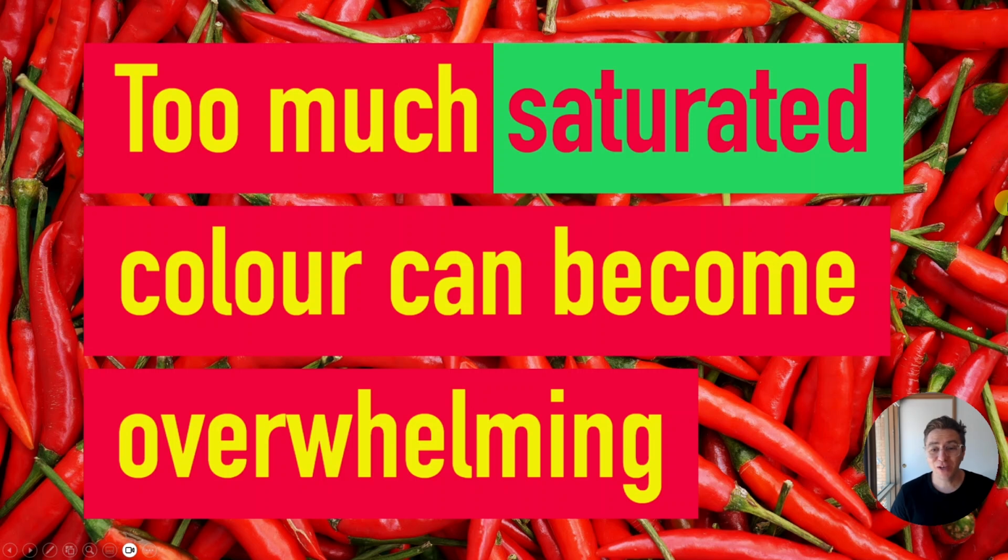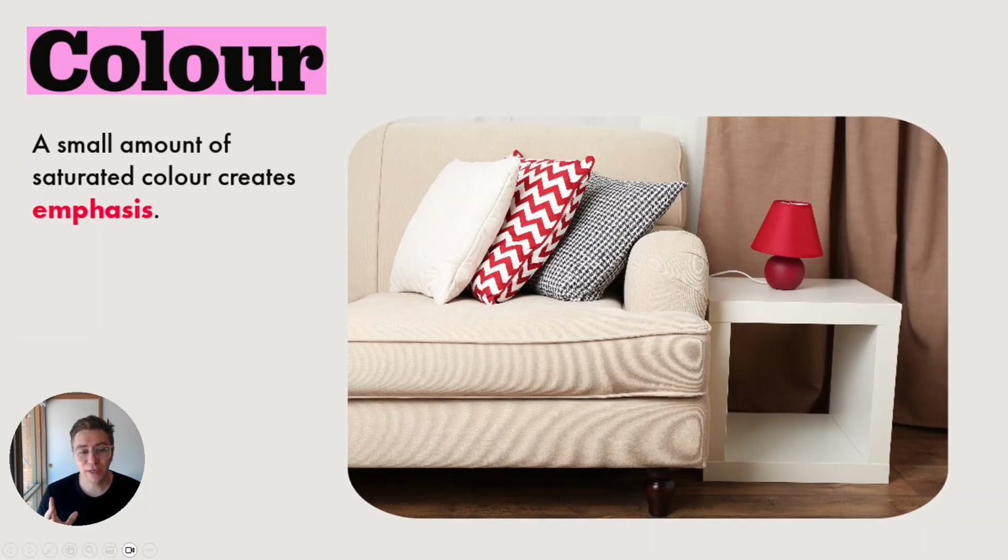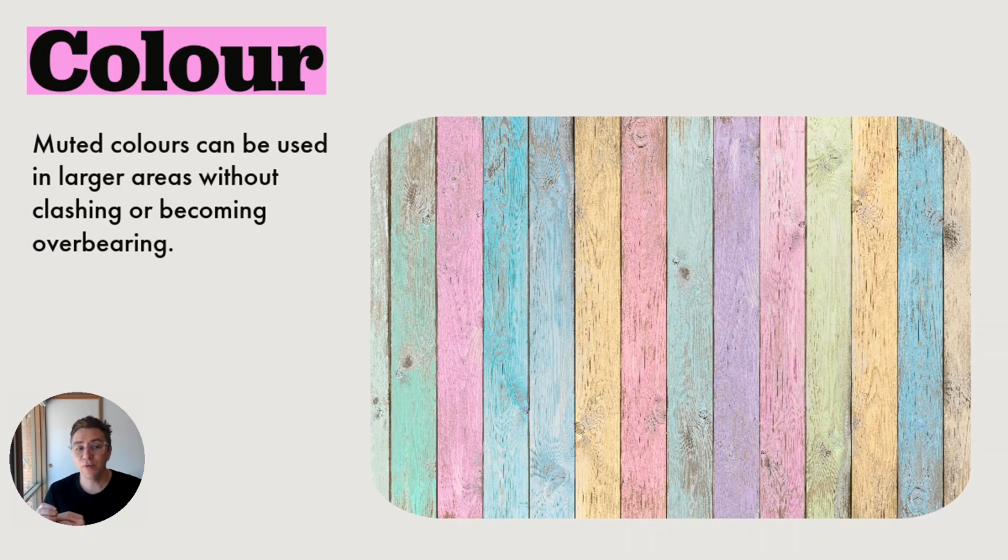So, too much saturated color can become overwhelming. It's really hard to look at this image because there's so much color going on, and it's really hard to read and to know where to look. It hurts my eyes. But small amounts of saturated color can help create emphasis. So when we look over here, we've got a small amount of bright red cushion. It's a common feature of interior design, having these little splashes of intense color to help create emphasis, interest, and draw your eye. So that was a little bit of the hot chili, where we used it sparingly.